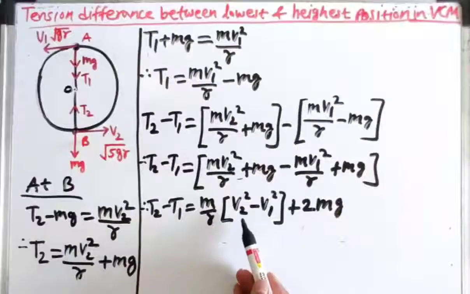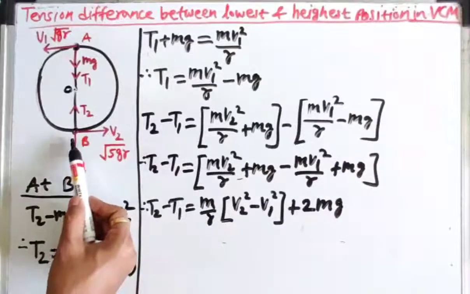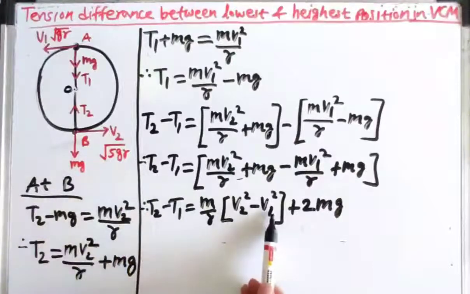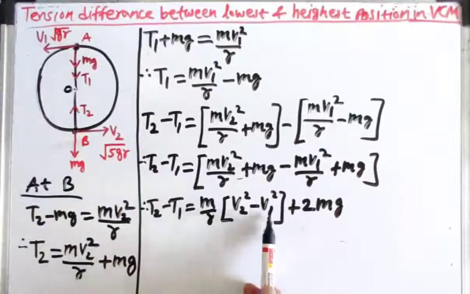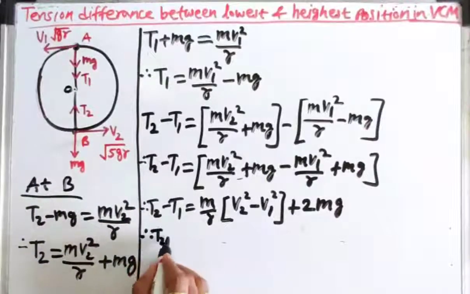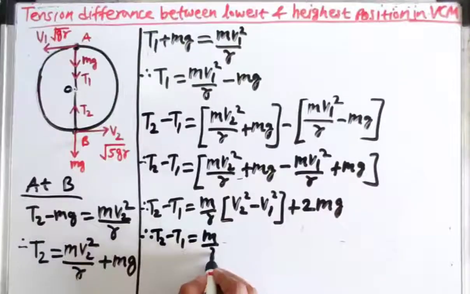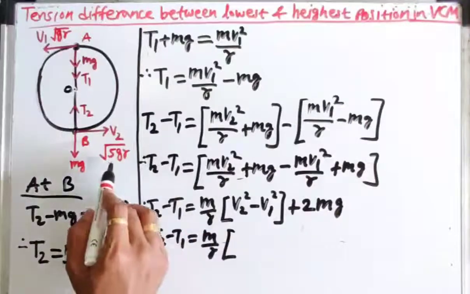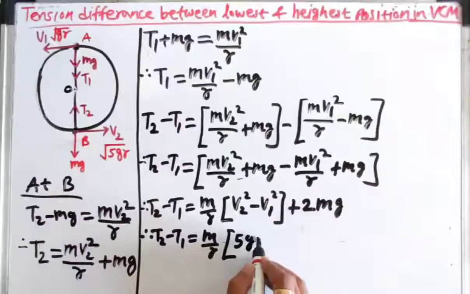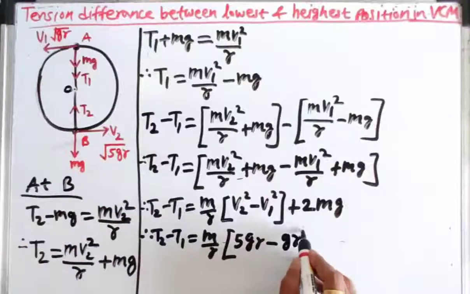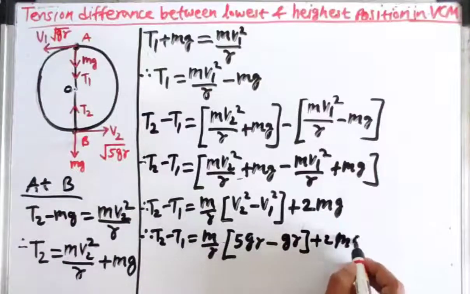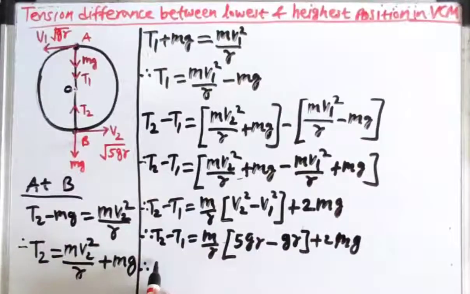But we know that v2, the linear speed at the lowest position, is root 5gr, and v1, at the highest position, is root gr. So we will substitute the values of v2 and v1. Therefore T2 minus T1 is equal to m by r into bracket v2 square, that is root 5gr square, that is 5gr, minus v1, that is root gr square, that is gr, plus 2mg. Therefore T2 minus T1 is equal to 5gr minus gr, this is 4gr.